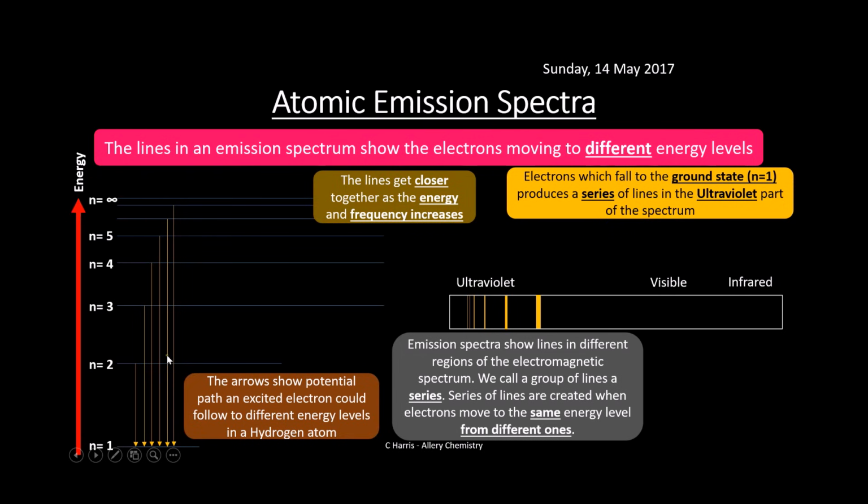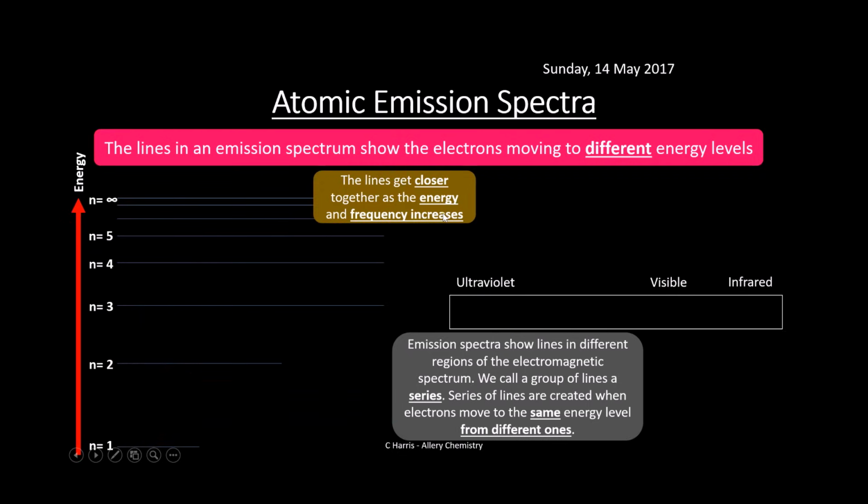So you can see this one's moving down here, this one's moving from a level slightly lower, this one's moving exactly, so it's going all the way down to ground state, which is n equals 1. Now electrons which fall into the ground state, which is n equals 1, they produce a series of lines in the ultraviolet part of the spectrum. Okay, so I'm just going to go back and watch how these arrows correspond to the bands in your line spectra, okay?